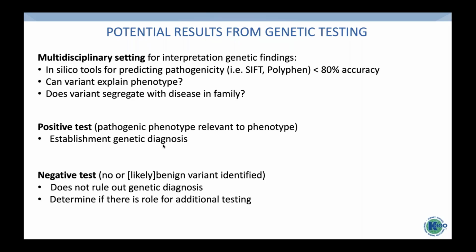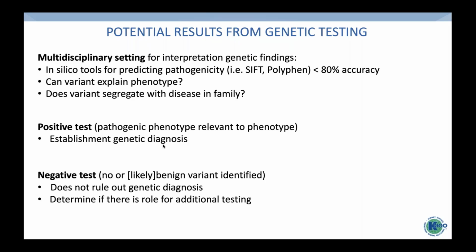The way that we get these results back, I think it's so important to understand too the different potential results, and how we can handle these. I think within a multidisciplinary setting for interpretation of our findings, there are obviously in silico tools that we use quite often, and many of you are no doubt seeing those and using them perhaps as part of either research or certainly clinical activities. A key question to ask oneself is, can this variant explain the phenotype?